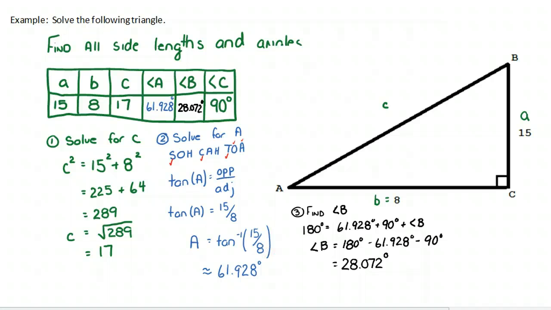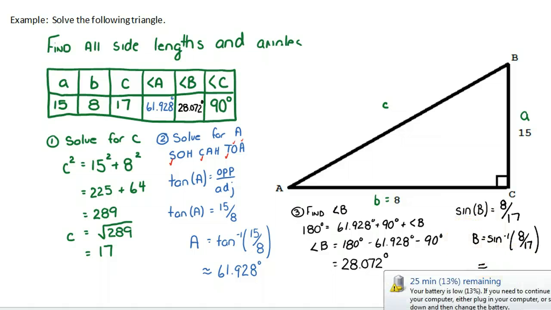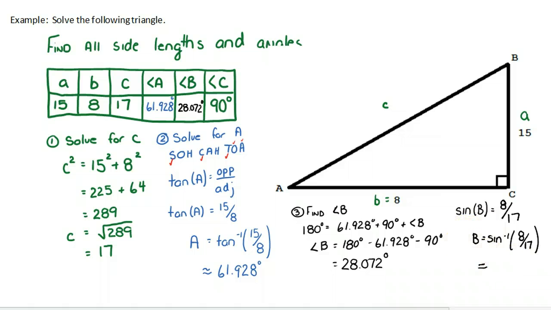One last point here, just to make sure everyone sees this, is that alternately, to find angle B, I could use any of the trig ratios. So let's use sine. Sine of B is equal to the opposite. If this is B, the opposite will be 8 over the hypotenuse, c, so that's 17. So B is equal to sine inverse of 8 over 17. And now I get my calculator out and work this out. Sine inverse of 8 divided by 17. And be sure you can type this in your calculator. And sure enough, I get 28.072 degrees. So I'm right.